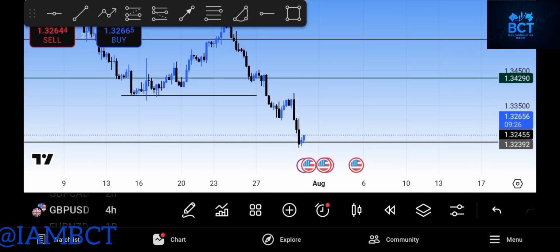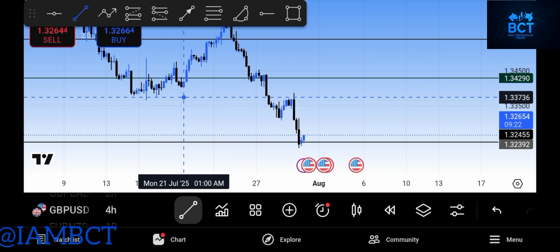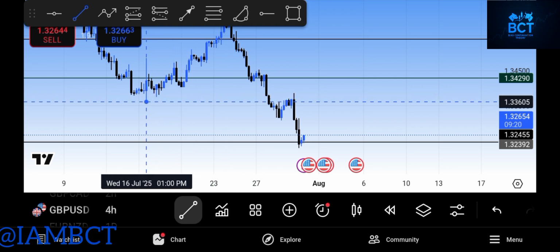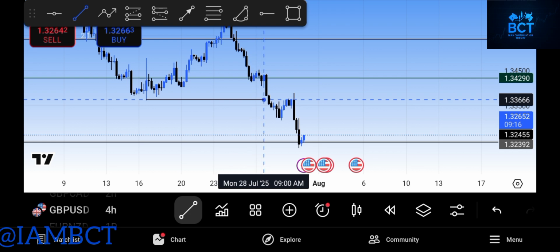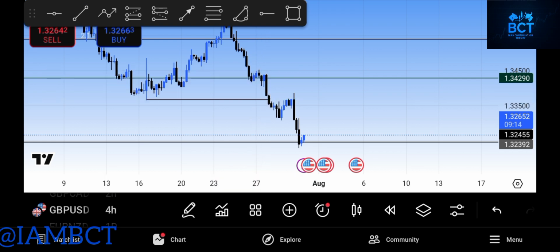So I said it. As you can see, there is a series of blocks here, and then the market broke down with volume. What we mean by volume is a full body candlestick closing below this break of structure. That is what we mean by full body closing.